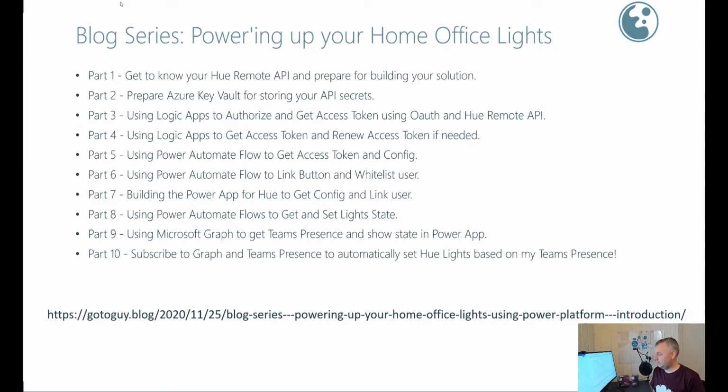Using Power Automate flows to get and set light states is the next part. That's where we just retrieve the status from the lights and also manually let me set the light status. And then we go into the last 2 parts, parts 9 and 10, where I get to use Microsoft Graph to retrieve my team's presence and show that state in the Power App. And part 10 finally, where I enable the subscription of being notified when the team's presence changes, and also reflect the statuses of the lights on that part.